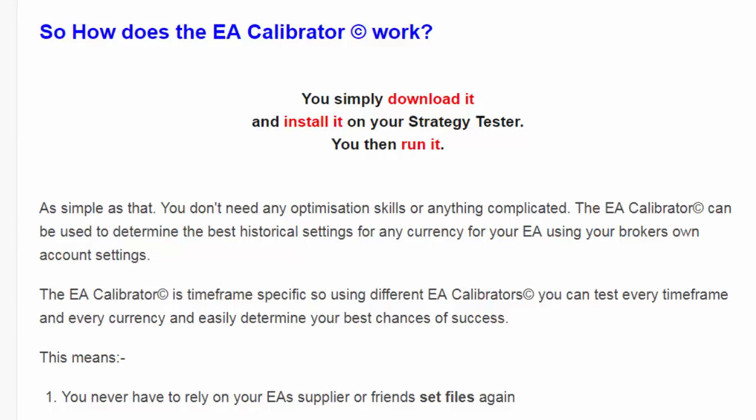The EA Calibrator will automatically calibrate the EA to your broker data and give you the best historical settings for any currency in a particular time frame. So you can get the best currencies for a particular time frame, and you can get the best time frames for a particular EA. And all of that is done automatically for you.